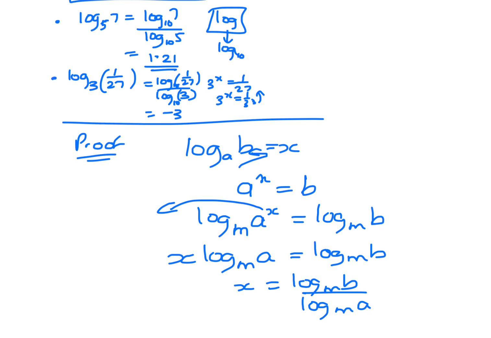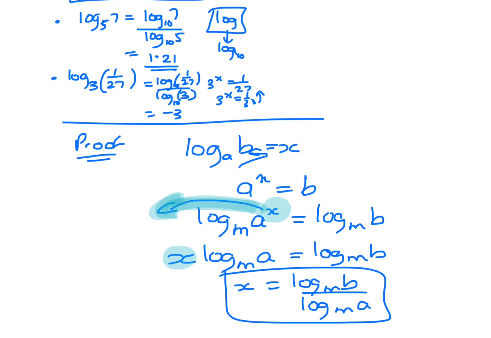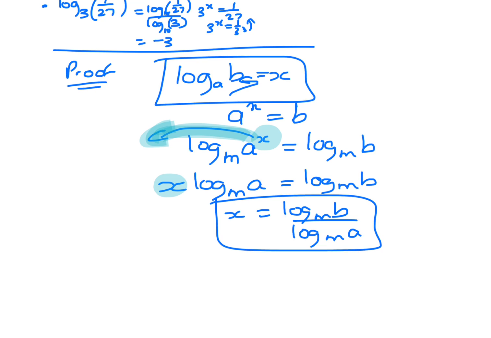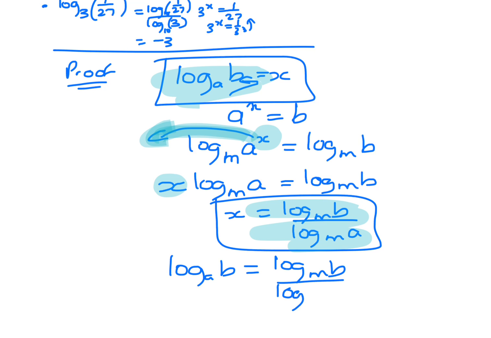This is one of the log rules that we learn, that you can bring the index down to the front. And so if you look at that, that's basically your change of base rule, because x is equal to both of those things. So up here, x was equal to that, and x is equal to that. So therefore you conclude that log base a of b would be log m of b over log m of a.